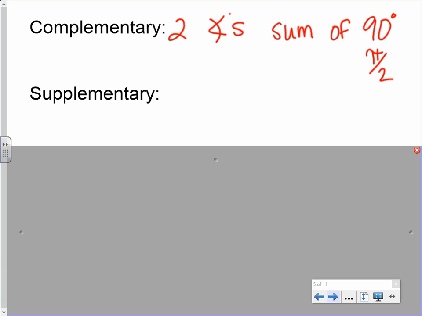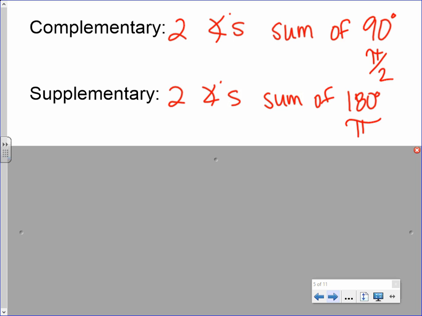All right. Supplementary. Pod 4. Two angles whose sum is 180 degrees. Let's also talk about it in radian measurement. What would that be, Marissa? Pi. Okay. I'm going to ask you to find supplements and complements of both radian measurements and degree measurements.